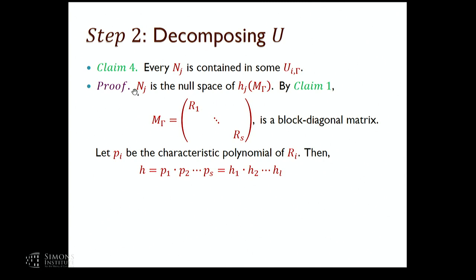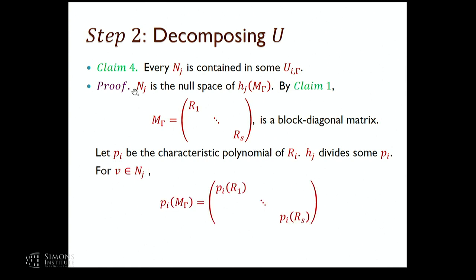And let Pi be the characteristic polynomial of Ri. That means the characteristic polynomial of the whole operator is the product of these, which we know is also a product of those coming from the algorithm. Which means that Hj divides some Pi. So we are going to show that for this choice of j and I, Nj is contained in the corresponding UI. The choice of I gets fixed here for the rest of the proof.